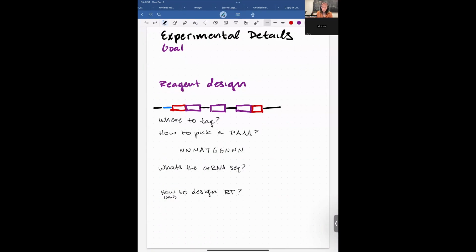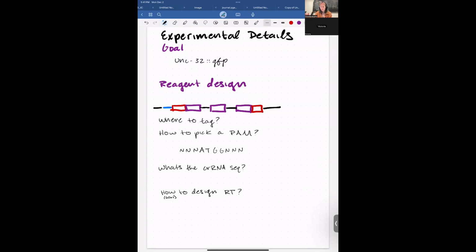So the goal of our experiment this semester has been to add a GFP tag to the gene UNC32. And this generates a fusion protein where the GFP fluorescent protein is attached to the UNC32 protein, and we can use the GFP fluorescence to determine the expression pattern and localization of UNC32.